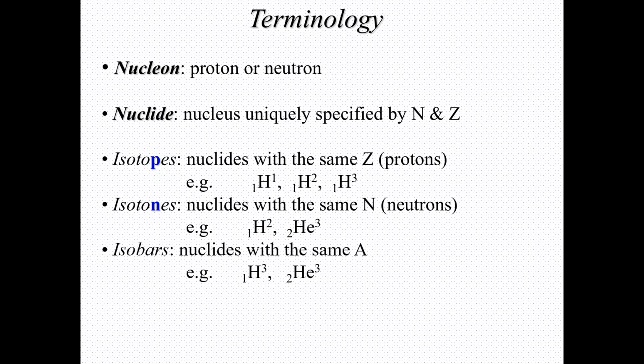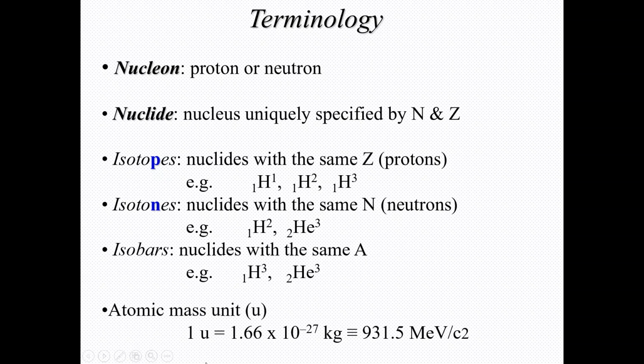Isobars include the nuclei with the same atomic mass. An example of that includes tritium and helium-3 again. So these are the nuclei which have the same atomic mass. They are called isobars.